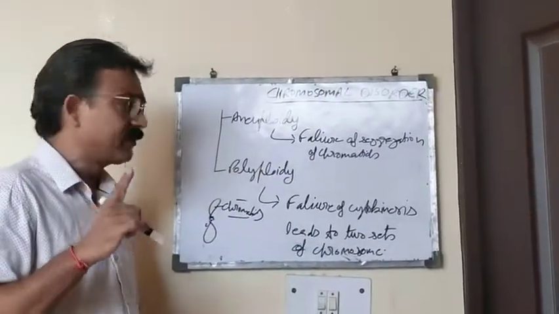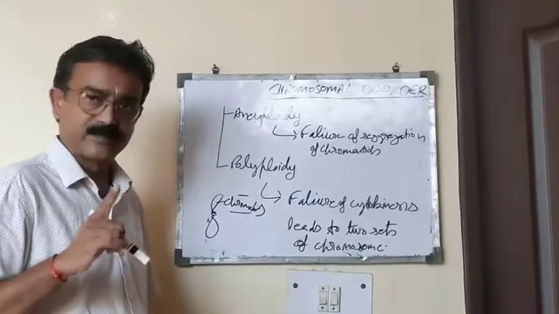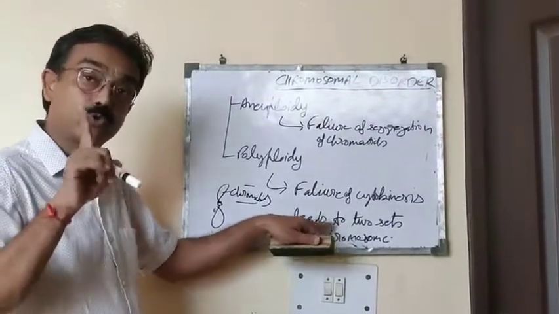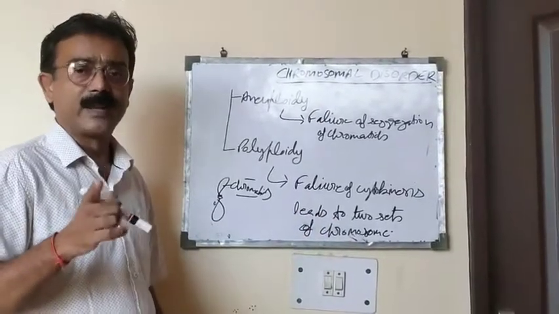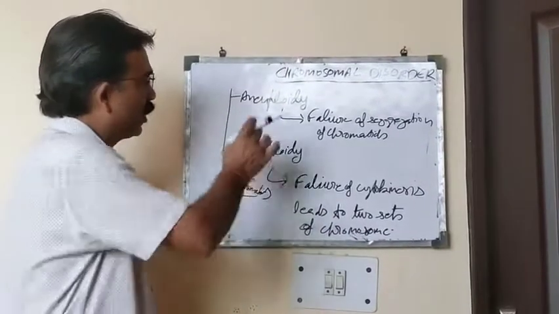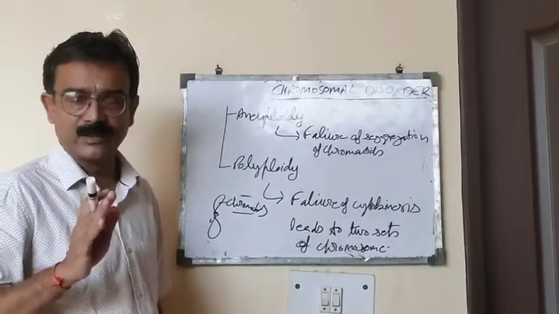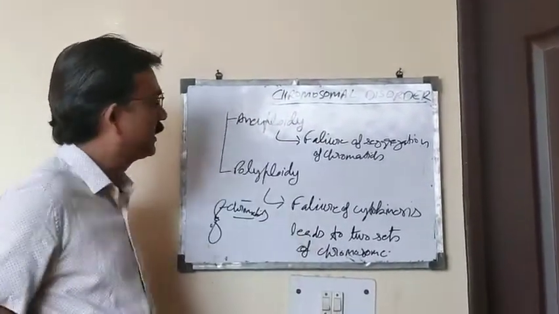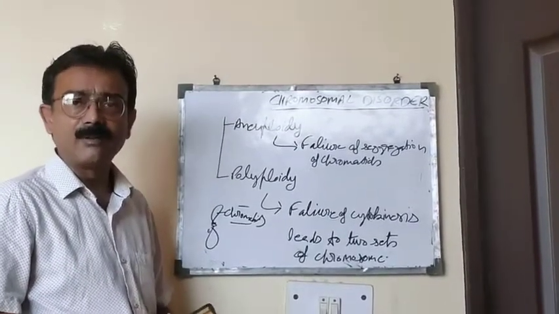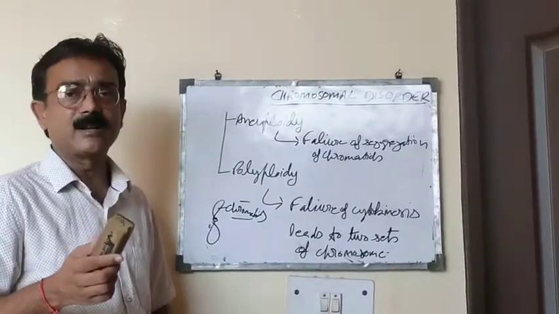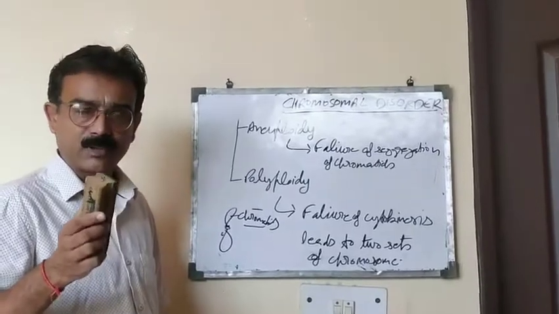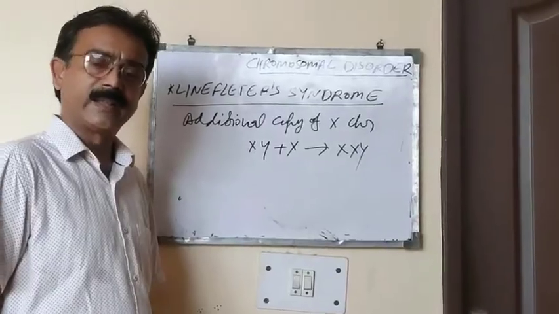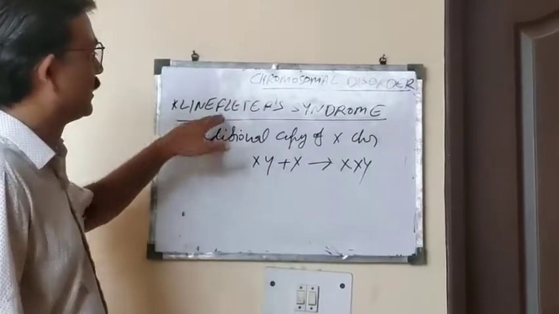And polyploidy is what? During cell division, when there is no cytokinesis, it leads to two sets of chromosomes in a cell. So these are the two basic causes of chromosomal disorder, referred to as aneuploidy and polyploidy. Now we will try to understand the examples of these chromosomal disorders. And the next type of disorder is Klinefelter syndrome.